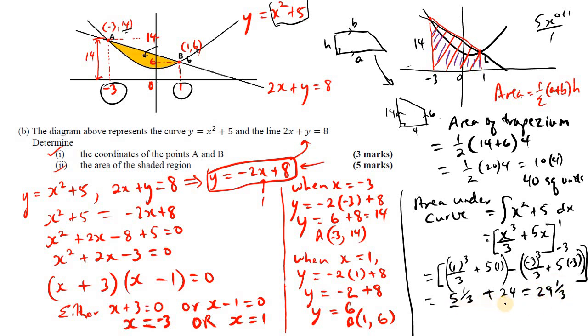We can add the whole numbers and then add the fractional part. So 29 and 1/3. So that's the area underneath the curve. This is the region here, 29 and 1/3 square units.